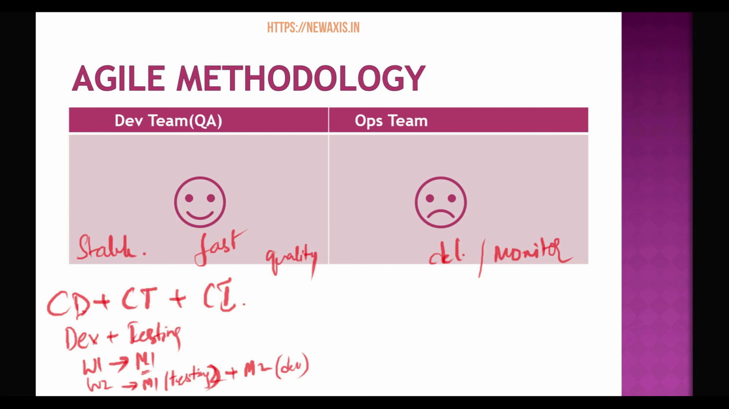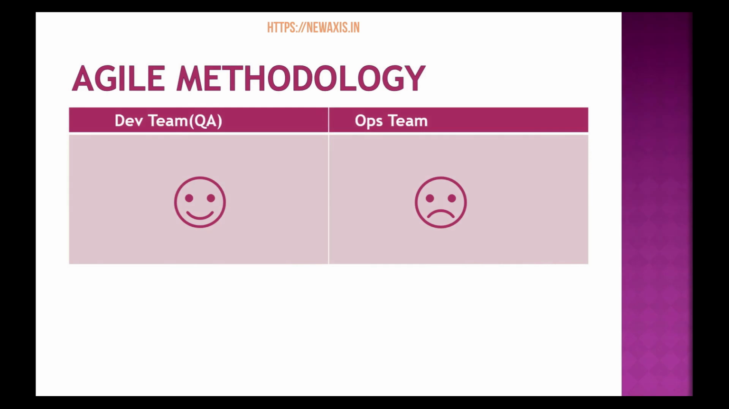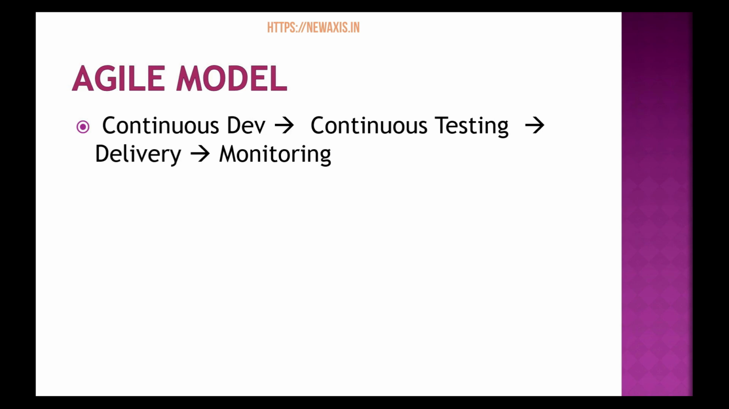So again, to overcome the challenges faced by both the development team and the ops team, we have got DevOps methodology. Before going there, let's have a look at Agile. It has continuous development, continuous testing, of course continuous integration, then delivery and monitoring. In Agile, the development team and the testing team, the QA team, were brought together, but the ops team was still left in isolation. The ops team doesn't understand any challenges of developers and testers. Similarly, developers and testers have no idea about ops challenges, so they were still working in isolation.